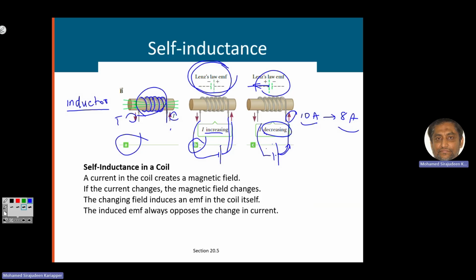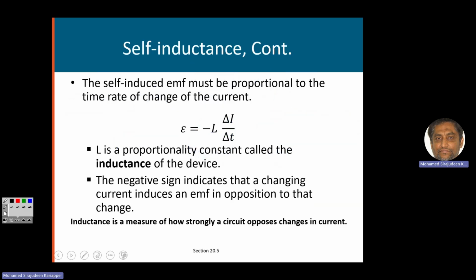In these two, the current is changing: one increasing, the other decreasing. A current in the coil creates a magnetic field. If the current changes, the magnetic field changes. The changing field induces an EMF in the coil itself. The induced EMF always opposes the change in the current.